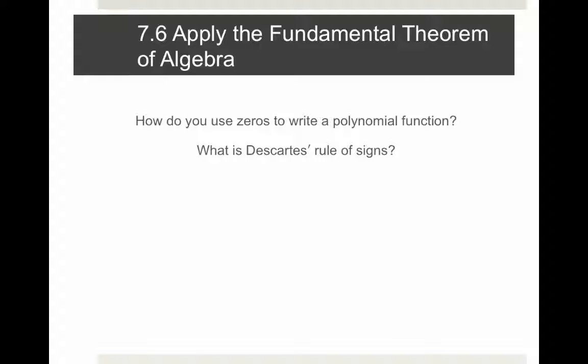Hey everybody, today is going to be about the fundamental theorem of algebra. Mainly we are going to be talking about how we can use zeros to write rules, and then we're going to be talking about the rule of signs and how we can use that to identify all the zeros or how many zeros there are going to be in a function.